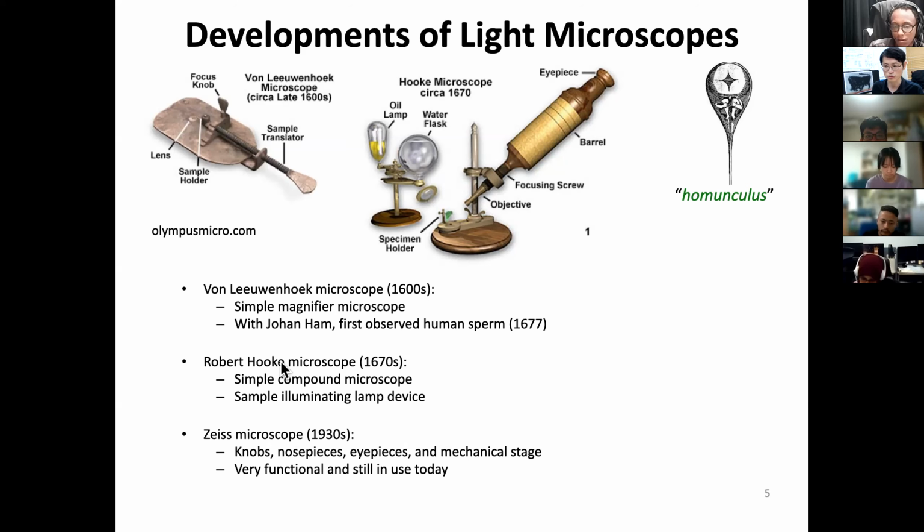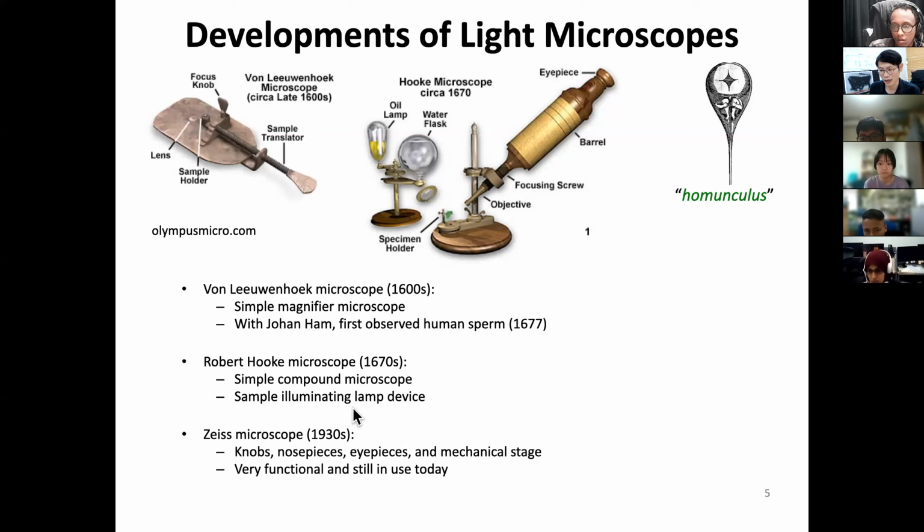Right, now afterwards, with a single lens you develop further, like Robert Hooke. You also heard about Robert Hooke, who actually defined the word cell for the first time, okay? And he made this simple compound microscope. Compound means you now have multiple lenses, not a single lens. So it will have better performance, but you need to shine a tiny area with high intensity. So you can see a lamp and water flask used as a lens to shine this. So the sample illuminating lamp device is still good.